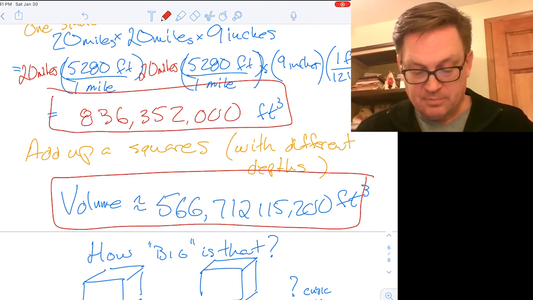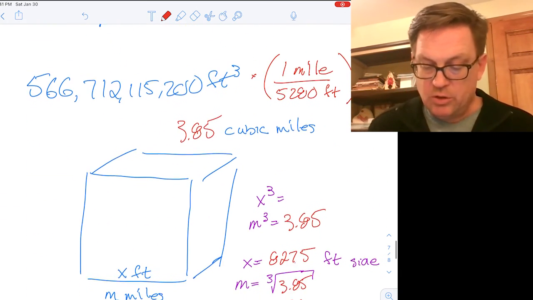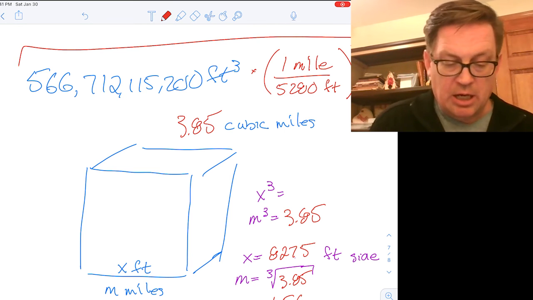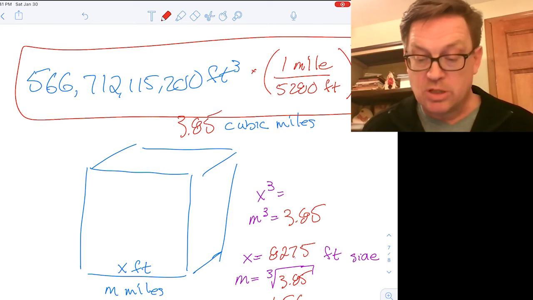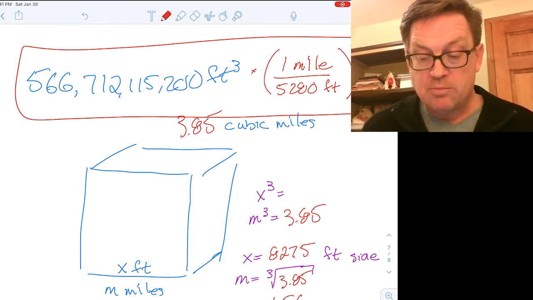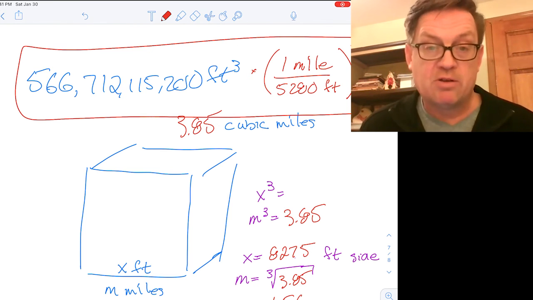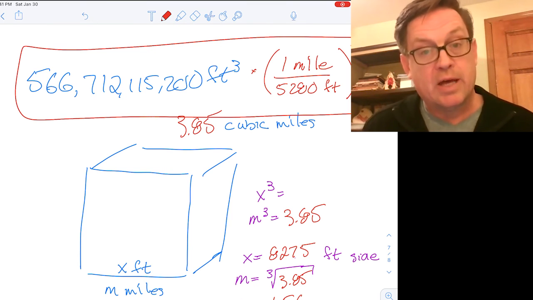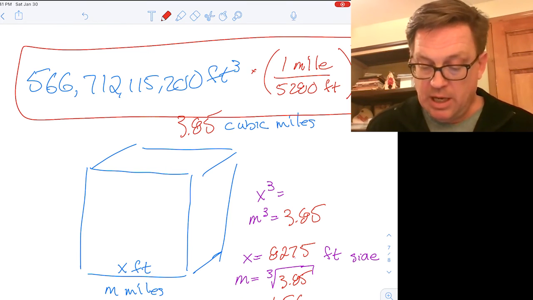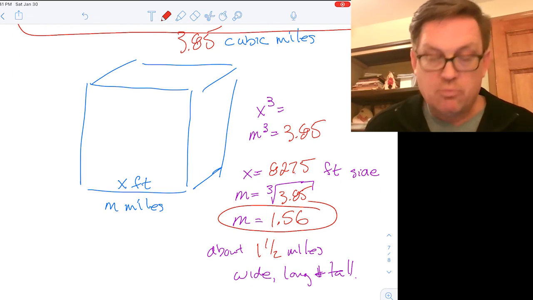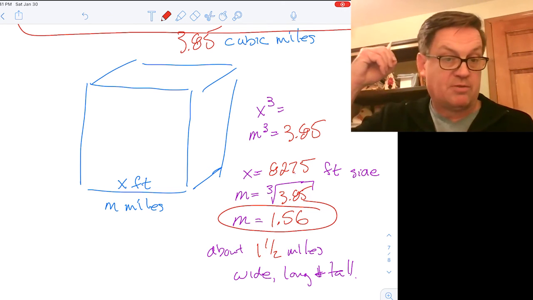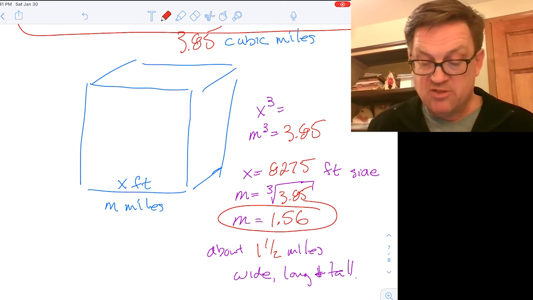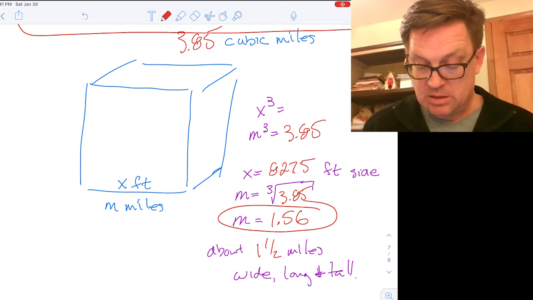Again, how big is that? Well, you do the same idea. I can change that into cubic miles by this conversion of units. I have to divide by 1 mile over 5,280 feet, but I have to cube that because I want cubic feet. And that turns out to be 3.85 cubic miles, which is 1.56 miles on a side. Because 1.56 times 1.56 times 1.56, the length times width times height, gives me my 3.85 cubic miles.